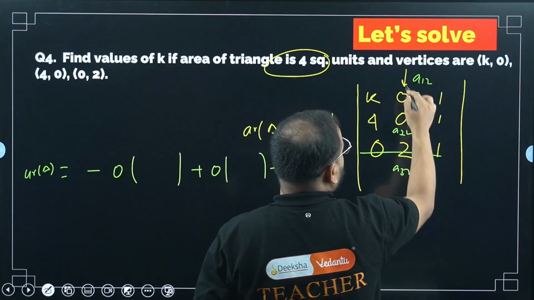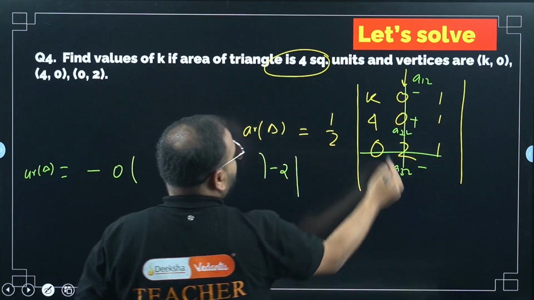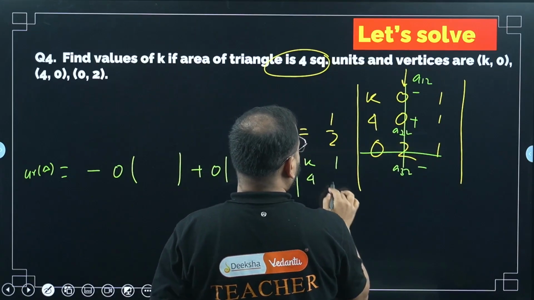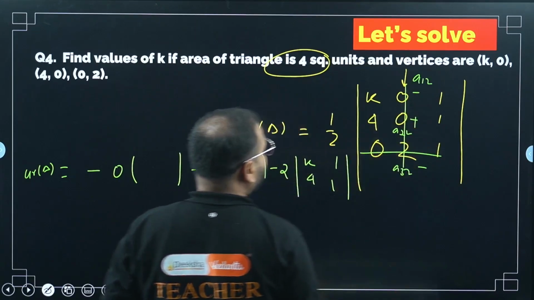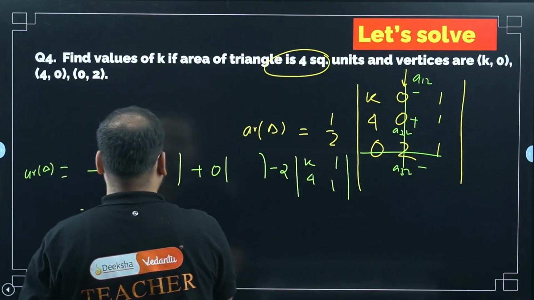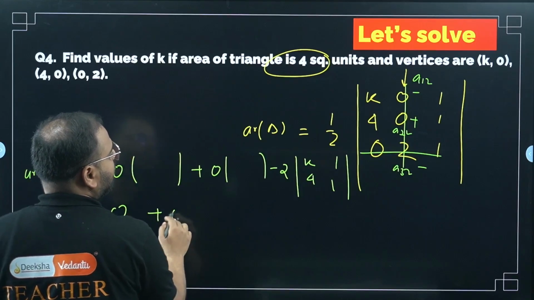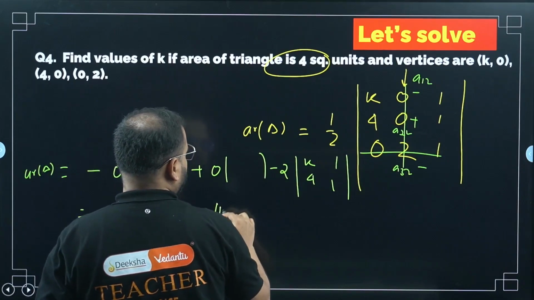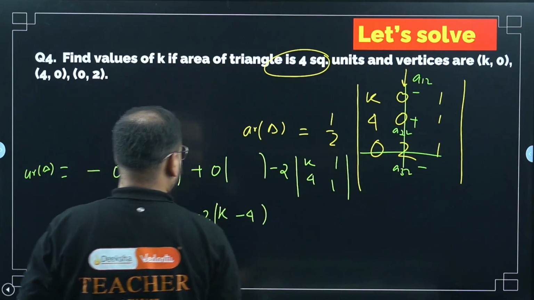So cancel this and this. The matrix left is what? K, 1 and 4, 1. For 0 and 0, I'm not finding anything because it's going to be 0. What is it going to be? Simply I add 0. So this is 0, 0, and this is minus 2. So minus 2 times of what? K minus 4.